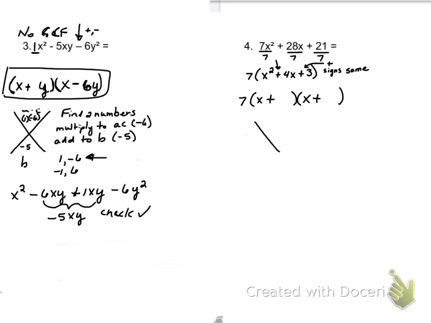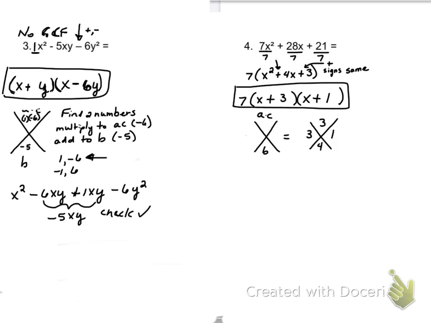Now what goes in those blanks after the plus signs? Well, a times c here, remember, and b here. So in this example, that's 3 times 1 or 3 and 4. And the two numbers that multiply to be 3 and add to be 4 are 3 times 1. So 3 times 1 is 3, 3 plus 1 is 4. And so that's your final answer, your final factored form of the polynomial that you started with in your problem.